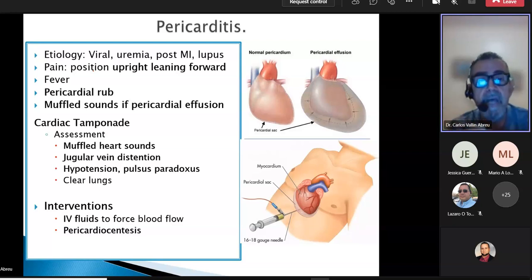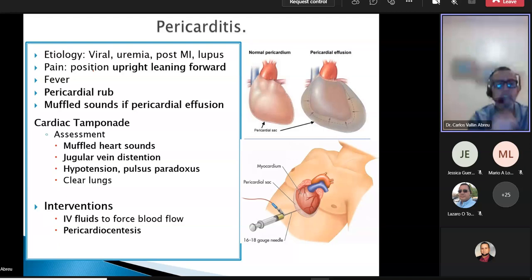It is painful, and there is something interesting that can be tested. In the NCLEX, they make many questions. In which position do you place the client? A client with pericarditis feels relief when bending over.